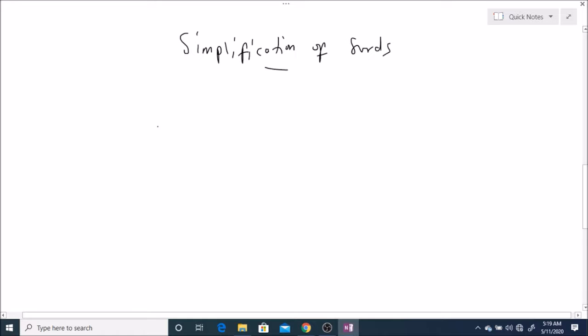Now, before we learn how to simplify surds, there is the need for us to understand what we refer to as perfect square numbers.